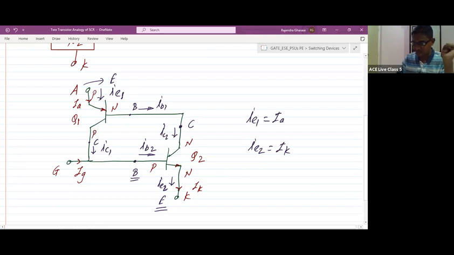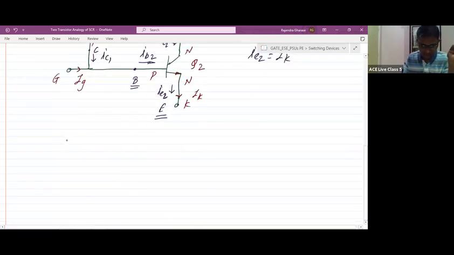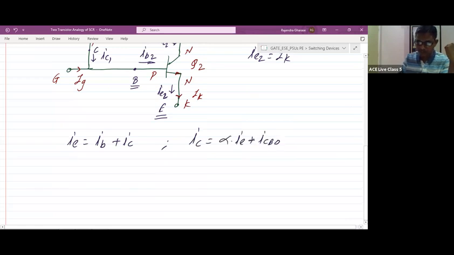The first equation is: emitter current is equal to base current plus collector current. This equation is valid for any transistor. And the second one is IC is equal to alpha into IE plus ICBO, where IC is the collector current, which is equal to alpha into IE, the emitter current.